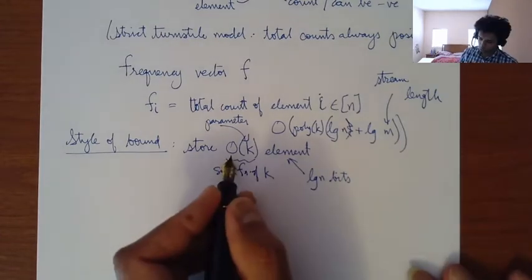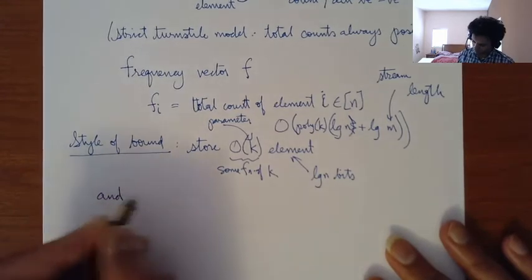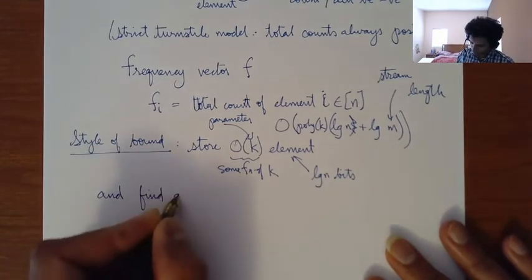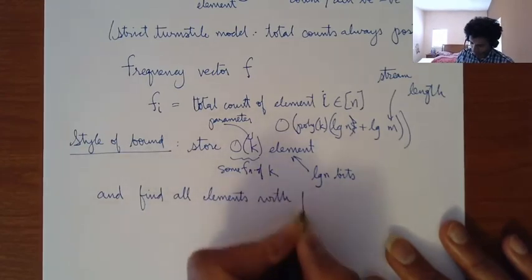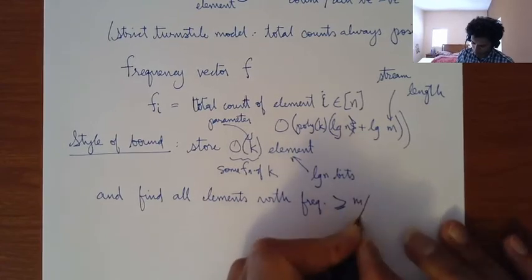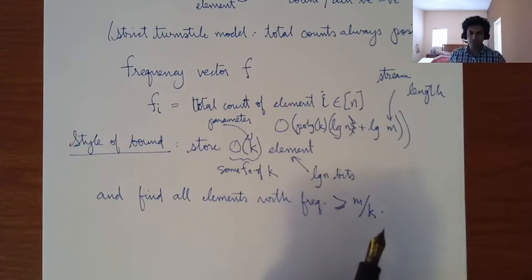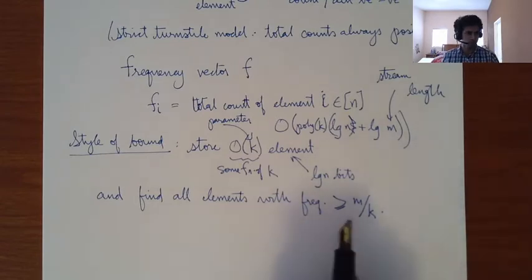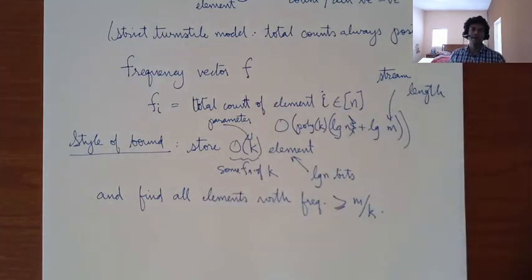But you can think of it as just storing k elements, and finding all elements with frequency at least m over k. This is the style of the bound that we're looking for. Find everything that appears with probability at least 1 over k in the stream. If you were to sample uniformly at random from the stream and store k elements, say just 100 elements, you want to find everything that appeared more than 1% of the time.